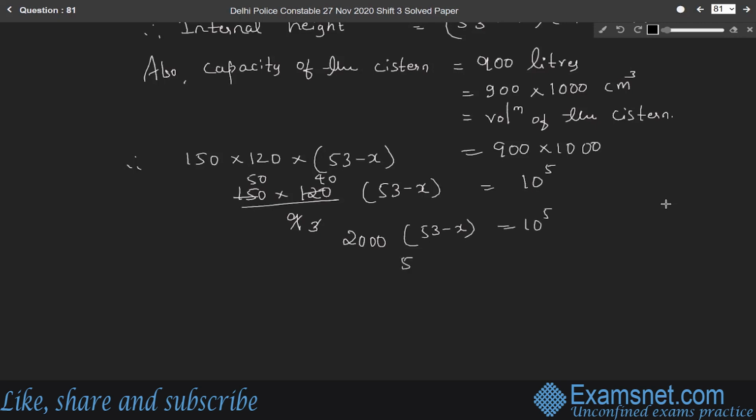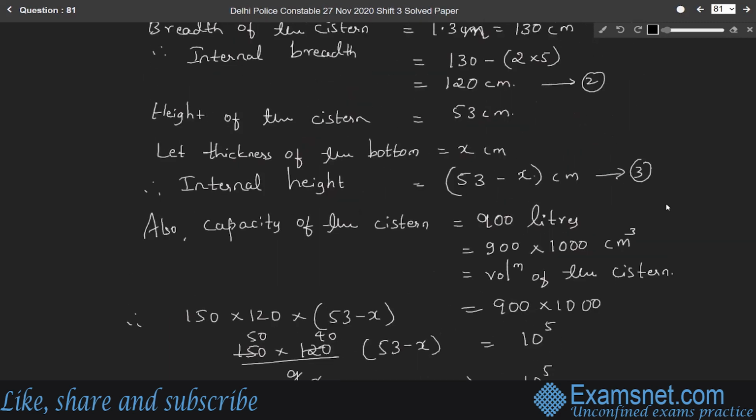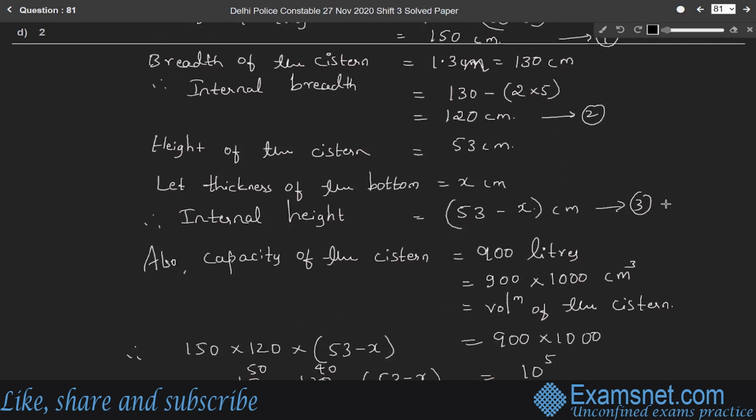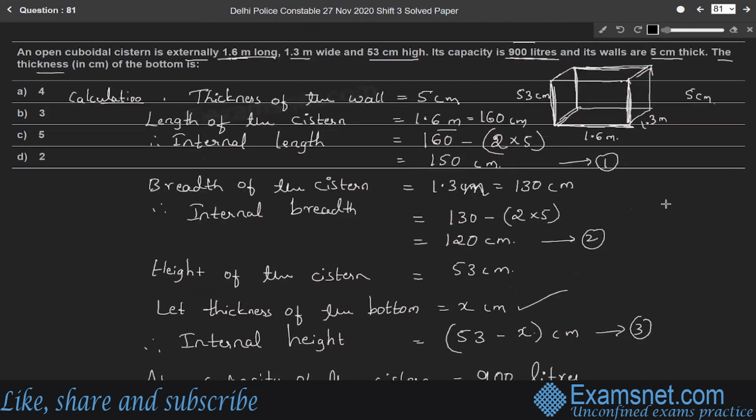So 53 minus x becomes 50, right? So here 10 to the power of 5 by 2000. So x becomes 53 minus 50, which is 3. So the thickness of the bottom, according to our assumption, let x be the thickness of the bottom here, is 3 centimeter. Hence option B is the right answer.